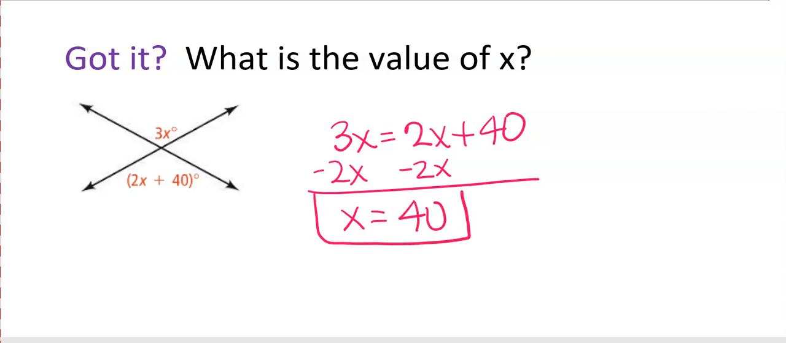Sometimes they'll have you plug them back in. If they do, they'll probably have angle names in there. This time it just says what's the value of x, so we can stop right there. If you plug them in, you get 3 times 40 is 120. And 2 times 40 would be 80. 80 plus 40 would also be 120. So you can kind of throw them in there and check it out to see that you got it.